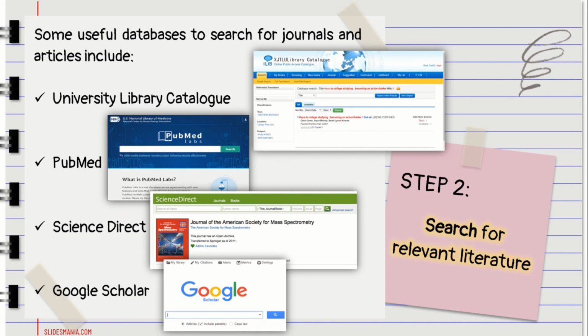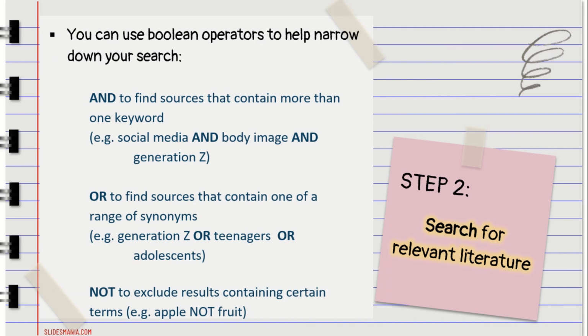And if we already have those keywords, we can use them with the different databases. We can type those keywords into some useful databases to search for journals and articles such as the following: University Library Catalog, PubMed, Science Direct, Google Scholar. So those are the databases that we can use. And from those databases, we can also use Boolean operators for us to narrow down our search.